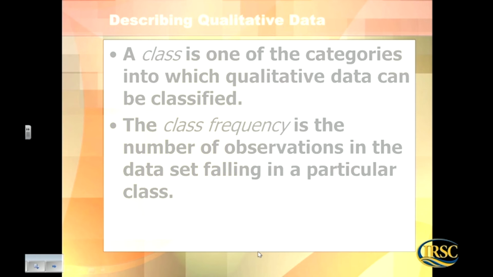Eye color. And so the class would be the different categories that we had, or the different colors. The ones that we had were green, brown, and blue. Those are the ones that were mentioned in that sample. And then the frequency would be how many times there was a person with green eyes, or how many people had brown eyes, or something like that.